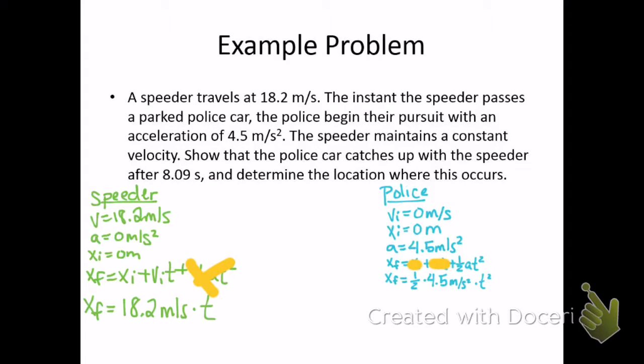So I'm going to start by plugging in with my speeder. My final position is equal to 18.2 meters per second times 8.09 seconds. When I put that into my calculator, I get 147 meters.